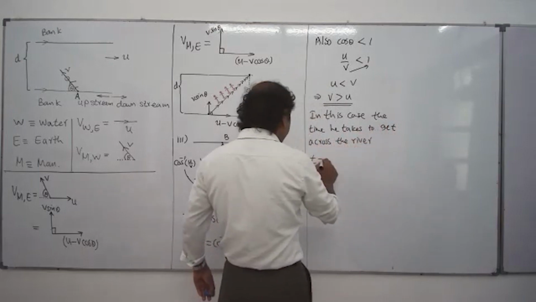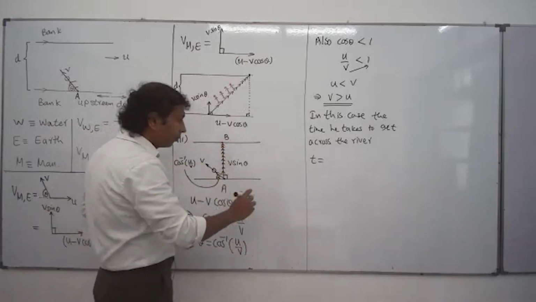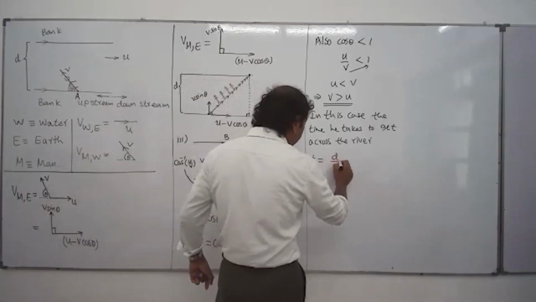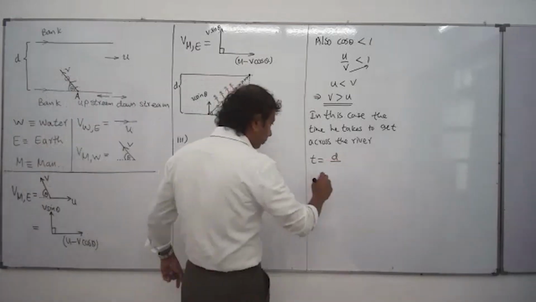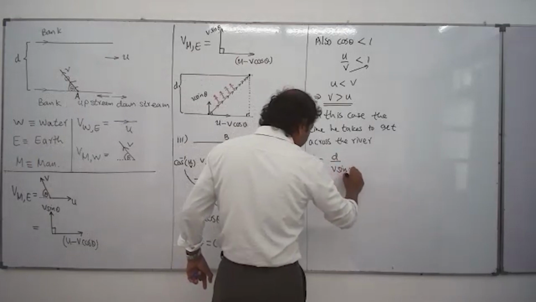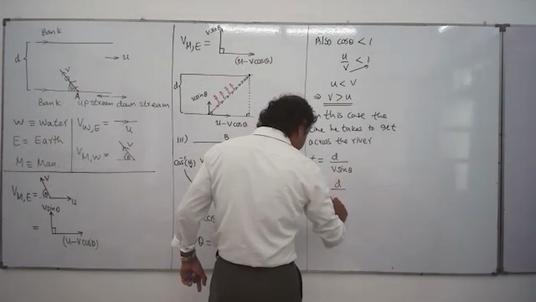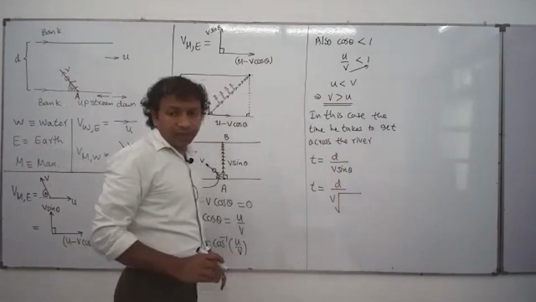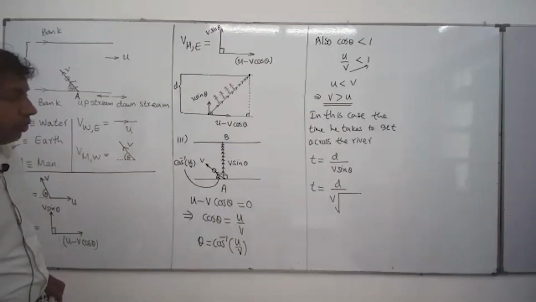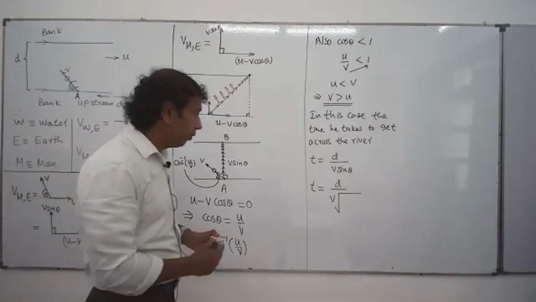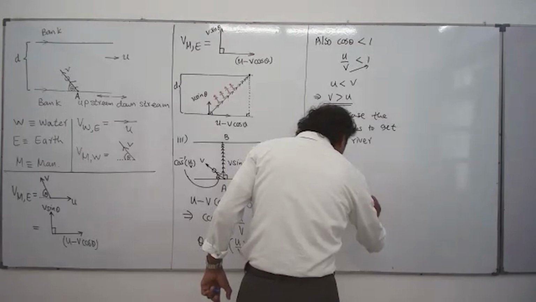What's time? Time equals the displacement he moves, d, the width of the river, divided by the velocity v sin theta. So t equals d upon v sin theta. How to write sin theta? Sin theta means square root of 1 minus cos squared theta. Right. Then what do you get?